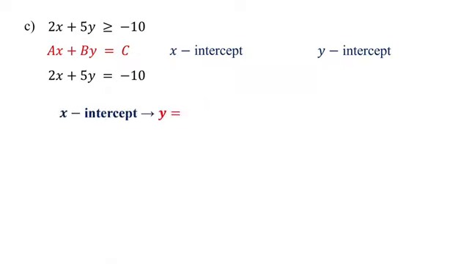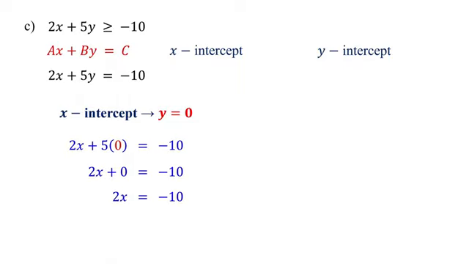Remember, the x-intercept occurs when y equals 0. So, set y to 0 and solve for x. 5 times 0 is 0, leaving us with 2x equals negative 10. Now, divide both sides by 2 to isolate x. This simplifies to x equals negative 5, right? Therefore, the x-intercept is negative 5, 0. This is where the line crosses the x-axis.